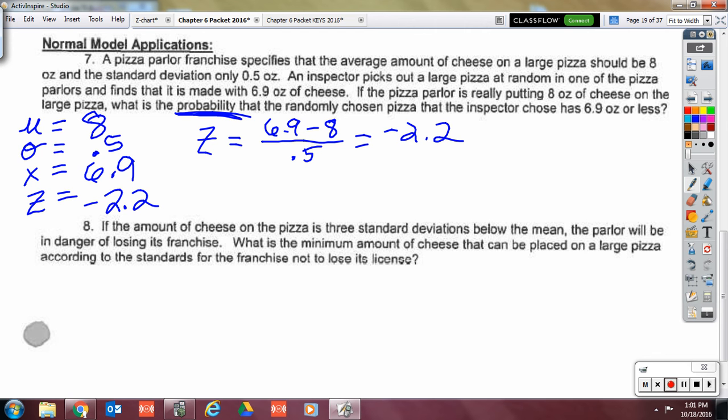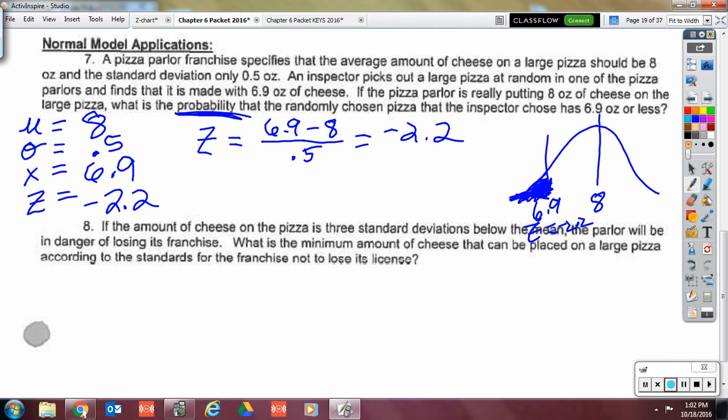So that means we've got a curve right here. On average, it should be 8. Well, we're down here at 6.9. What's the probability we would have gotten that value there? So that's a z-score of negative 2.2 or less. How do you want to find this area down here? We want to norm CDF.